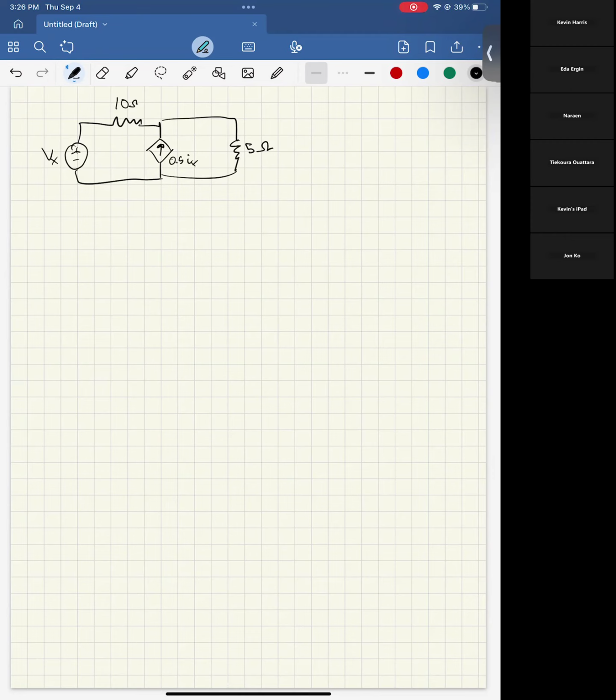So this is saying find the power of that Vx voltage source. And which information do they give you exactly? This.